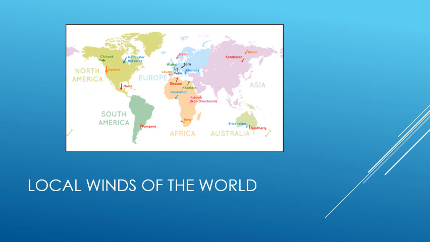Pampero, a dry, bitterly cold wind that sweeps the pampas of South America. Loo, a hot wind which blows usually in the afternoon in the plains of northern India during May and June. The Brickfielder, a hot, dusty wind blowing south from central Australia. Mistral, a cold, dry wind that blows along the coast of Spain and France. So these are some important local winds of the world.